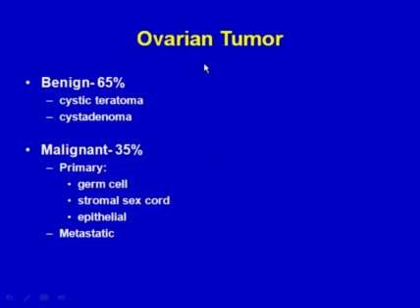I'll just say a few words about ovarian tumors. These can be benign or malignant. Benign tumors are more common, about two-thirds, and the vast majority of them are cystic teratomas. The other entity is cystadenoma. Malignant tumors are less common. They may be primary, either germ cell, stromal sex cord, or epithelial in origin, or metastatic.